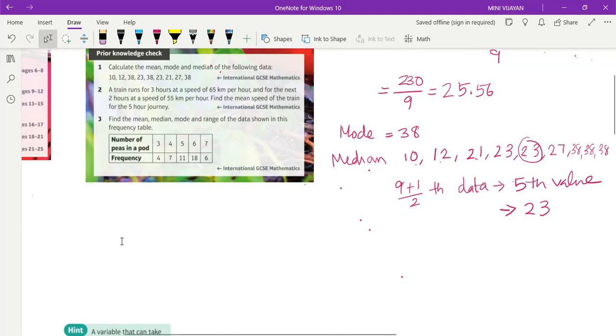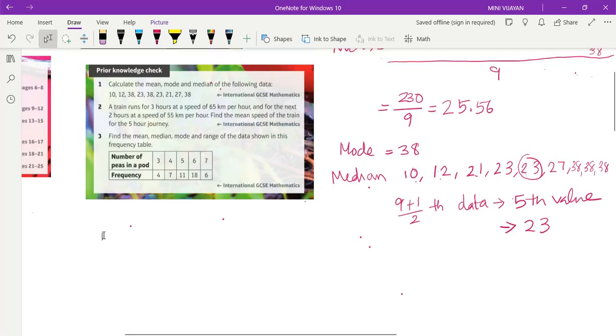Now, second question, come to the second question. A train runs for 3 hours at a speed of 65 kilometer per hour and for the next 2 hours at a speed of 55 kilometer per hour. Find the mean speed of the train for the 5-hour journey. We need to find the mean speed of the train for the whole journey. 5 hours total.